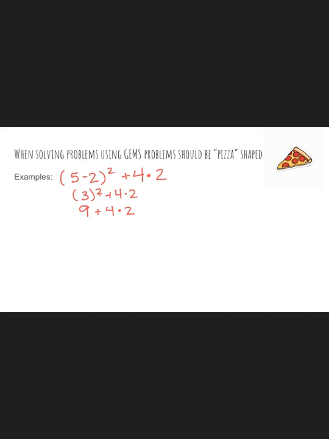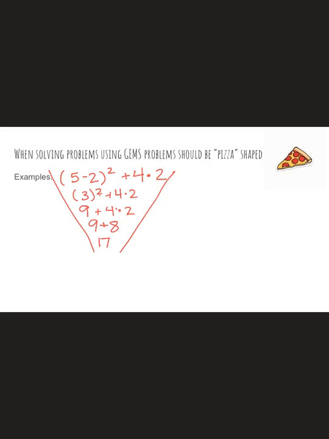Right, so now we have 9 plus 4 times 2. Order of operations tells us we do the multiplication first. We're going to drop down this 9 plus and then solve 4 times 2, which is 8. And then finally 9 plus 8 is 17. And it looks like a pizza. It's very important that we go step by step and we do things in the correct order. Your calculator is not always necessarily going to get this right for you.